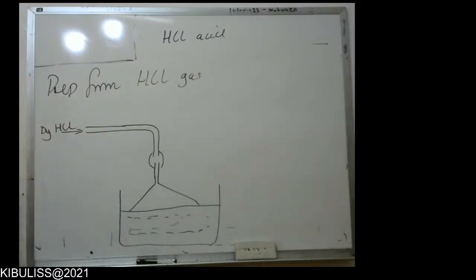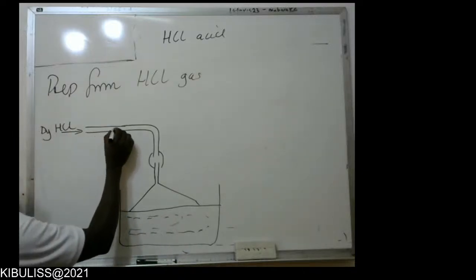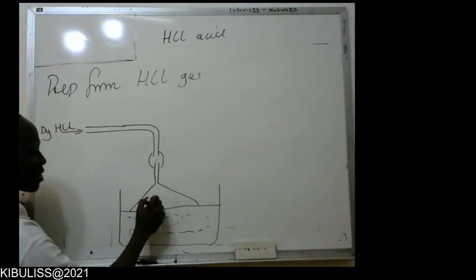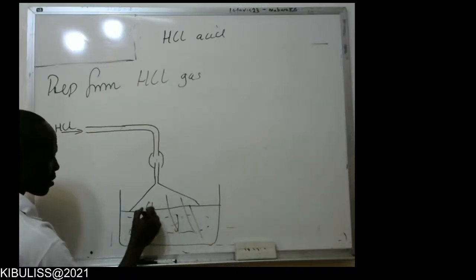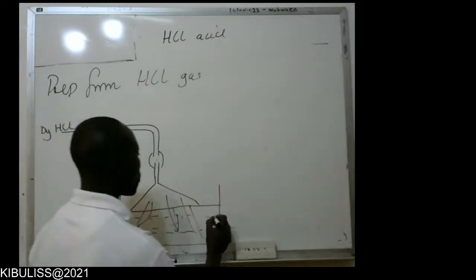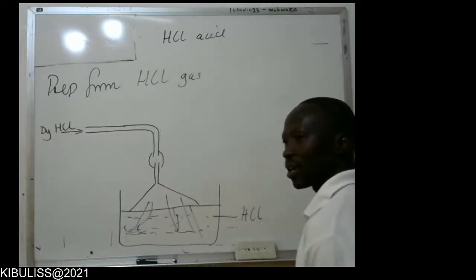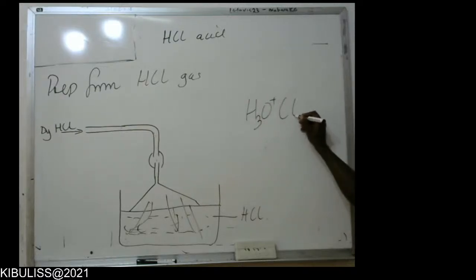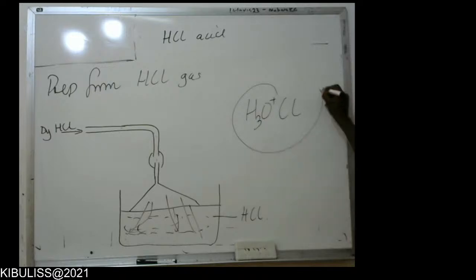Since this gas is very soluble in water, the gas comes down. Then it reaches the surface of water like this. It quickly, very fast, spreads and dissolves since the gas is very soluble in water. What was originally water now becomes hydrochloric acid, which is the same as H3O+ and Cl-. This is what we are calling hydrochloric acid. So this is how hydrochloric acid is prepared. There is nothing very complicated.